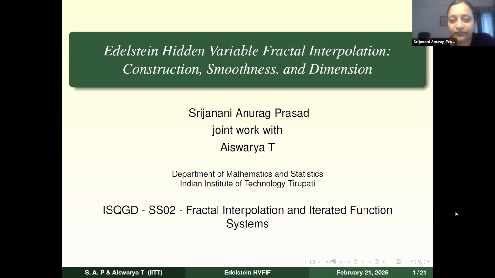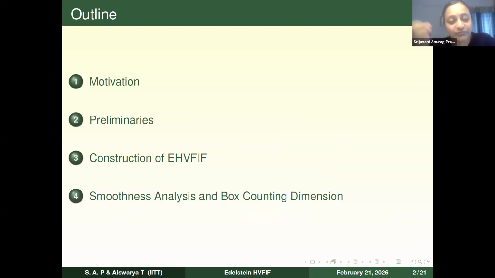This is the outline of my talk. I'll give a motivation for the construction and a few results required for the same, and then I'll describe the construction method, and finally the results on smoothness and box counting dimension.